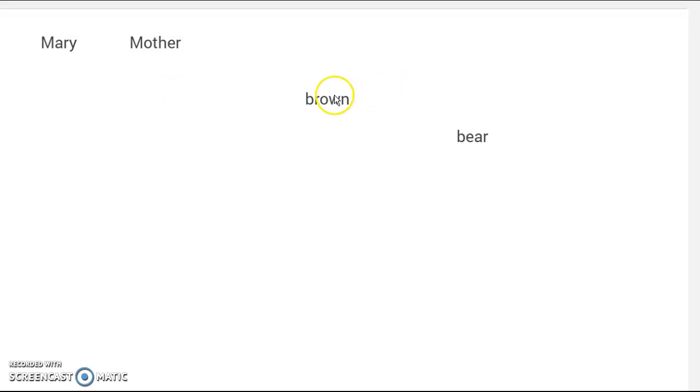Let's look at the next words. We have brown and bear. Both of these beginning sounds make the b sound, so they both start with the same letter. They both start with the letter B.